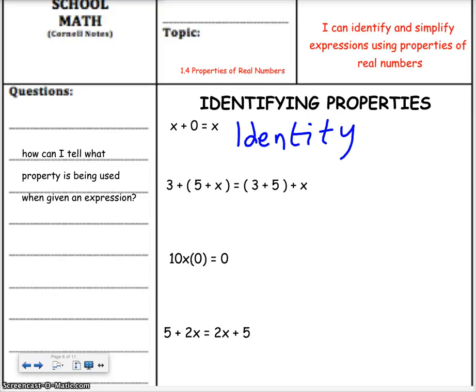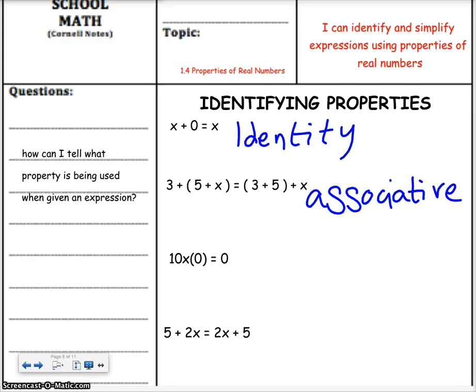3 plus 5 plus X in parentheses equals 3 plus 5 plus X. Commutative is flipping. Associative. Oh, yeah. The numbers are associating together, and now 3 and 5 are reassociating together. This is associative property of addition. But I'm not going to write that down, probably not abbreviated. But be careful, okay?